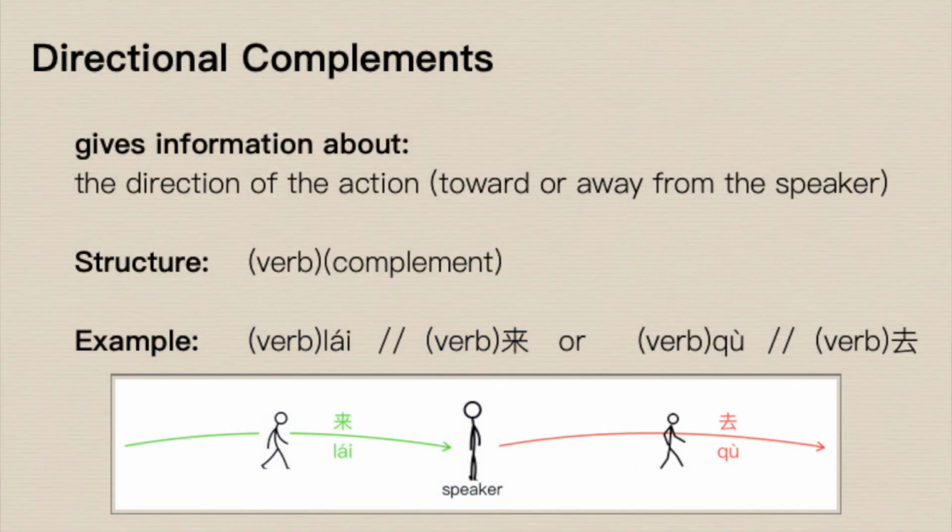All right, so the third category I want to talk about today, and these are just three of many categories, there are different categories that we can get into later, is directional complements. These directional complements give information about the direction of the action. Simple directional complements are formed by having a 来 or a 去 on the back of a verb. So 来 and 去 are two very common directional complements. If something is moving towards the reference point of the speaker, you would use 来 as your complement. If the action is moving away from the reference point of the speaker, then you want to use a 去.